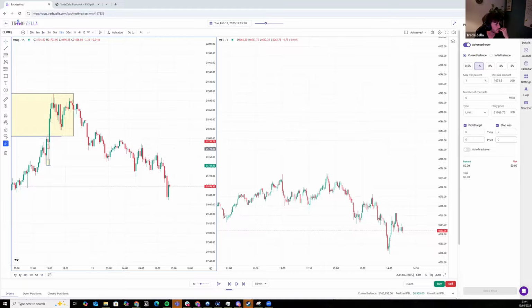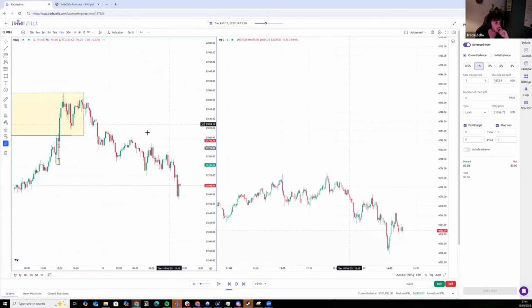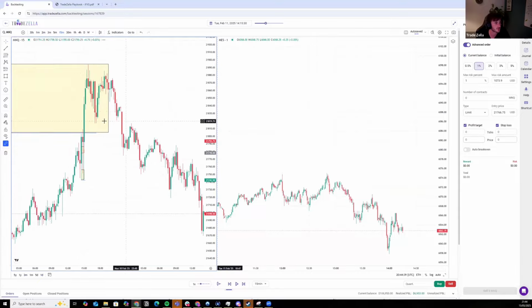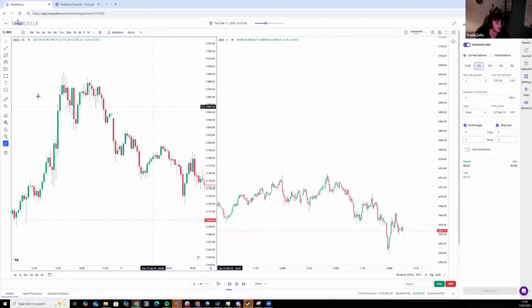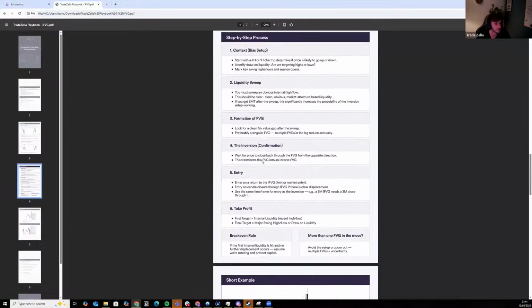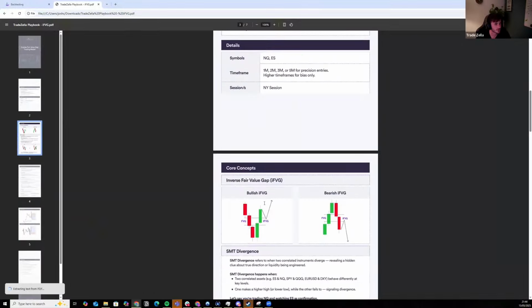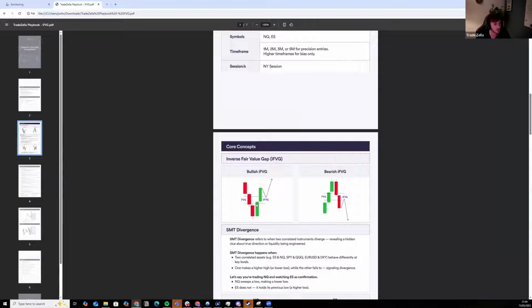How do we determine the fair value gaps? Just to point them out, so they look super simple to you, for those of you that are still struggling with a fair value gap. If I come to the PDF here, this is a fair value gap. It's this void in between price.